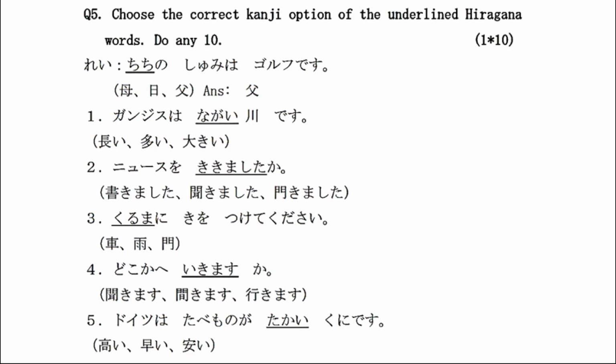In part A, the fifth question is, choose the correct kanji option of the underlined hiragana words. In the first question, we have nagai, which means long, and the correct option is the first one. In the second question, we have kikimashita, which means heard, and the correct option is the second one. In the third question, we have kuruma, which means car or vehicle, and the correct option is the first one. In the fourth question, we have ikimasu, which means to go, and the correct option is the third one.